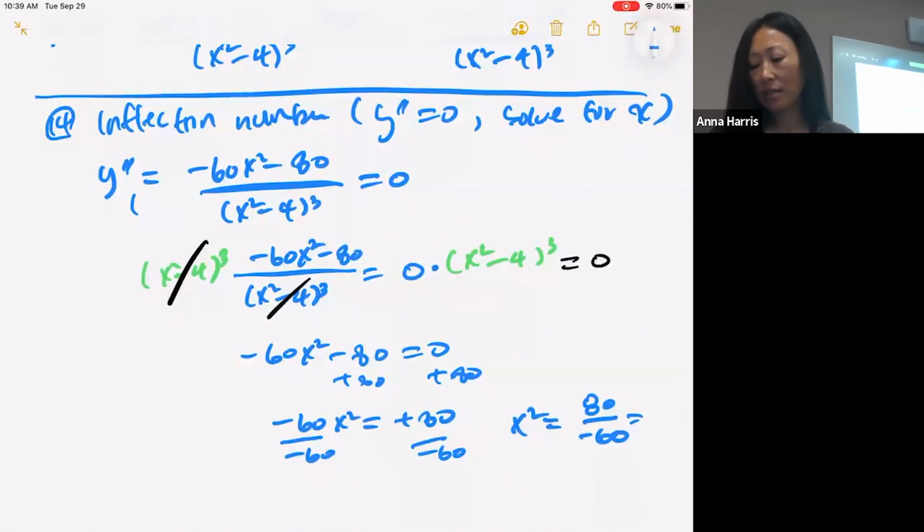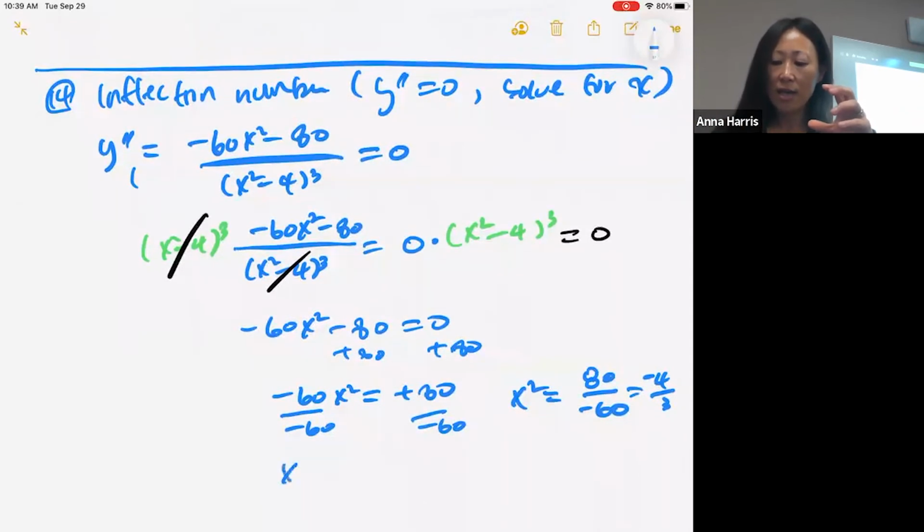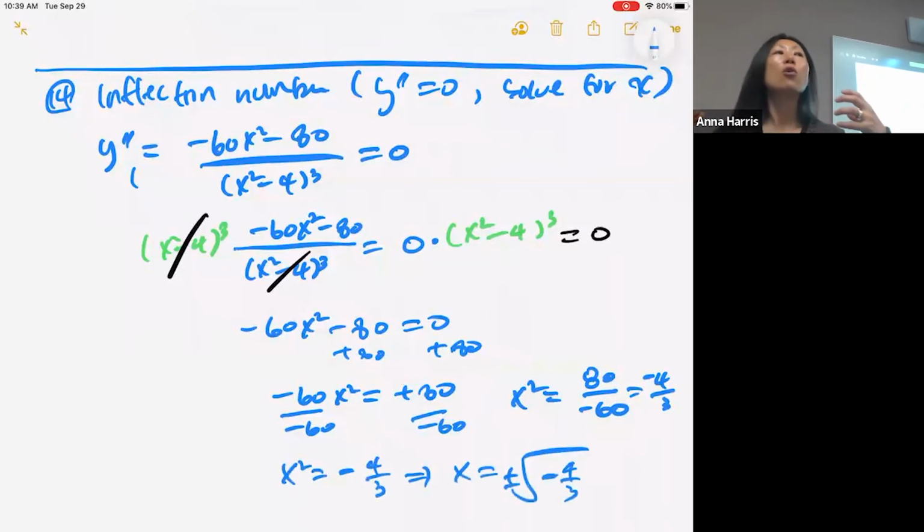Okay, so which means negative 4/3. So we cannot have a square be a negative number. Okay, just look at this one. It's saying x squared equal to negative 4/3, which means x is equal to the square root of negative 4/3, positive and negative. We're not looking at the imaginary numbers right now. Okay, we're only worrying about the real numbers, not the complex numbers, but the real numbers.